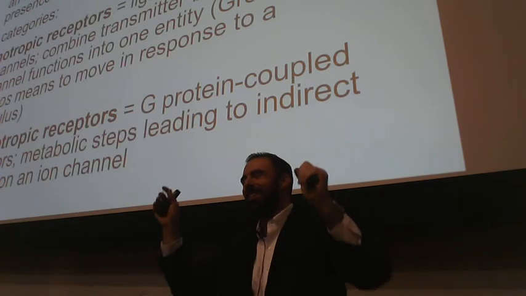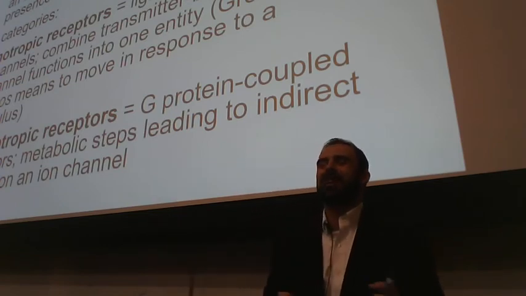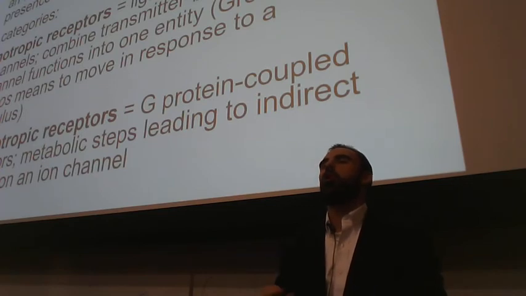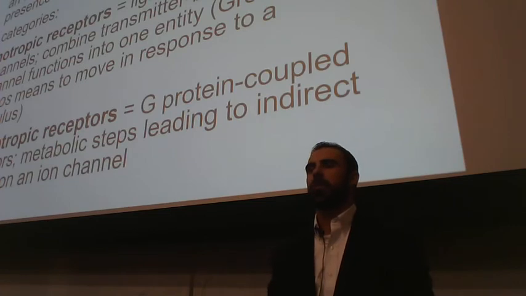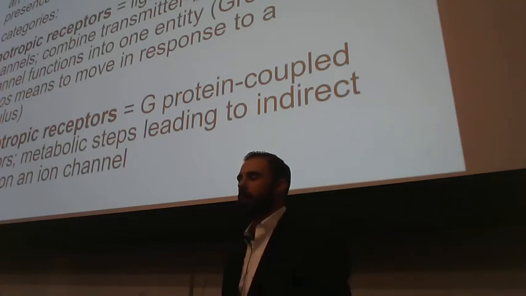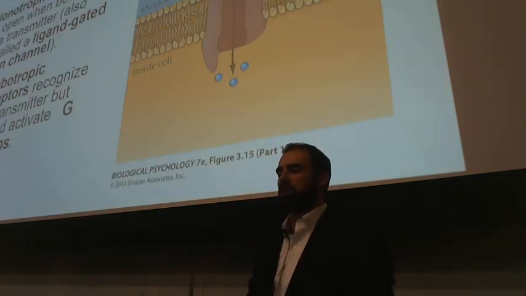Okay, so we can also have metabotropic receptors. Now, what do we mean by that? These are receptors that open after a sort of metabolic process, so they require a second messenger system to be used. Okay, let's talk about that in a little bit more depth.